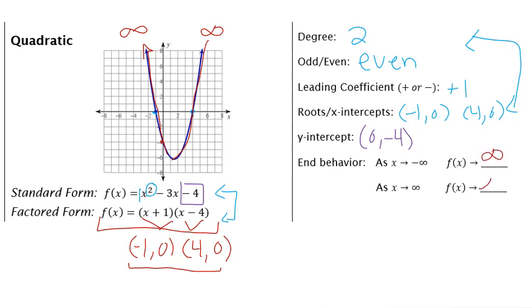So you're going to find that for even degrees, the end behavior goes in the same direction. It's either going to both go to +infinity or both go to -infinity. So even degrees are going to go in the same direction, whereas odd degrees are going to go in opposite directions.